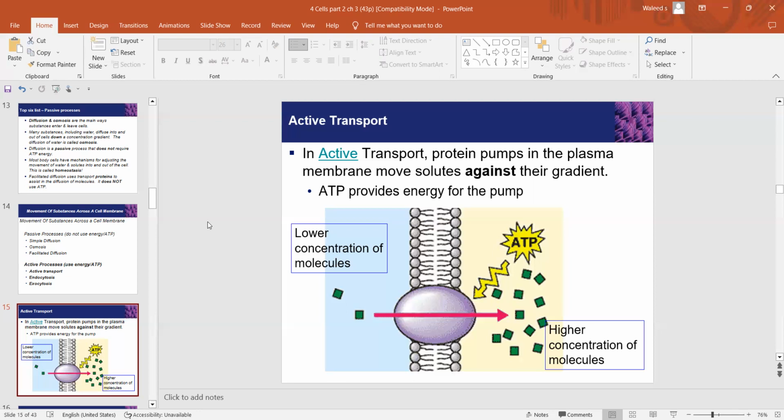Diffusion is passive. What does it mean? It doesn't need energy. Why? Because it is diffusion. You move down the concentration gradient from high to low. This is active. What does it mean? Using energy. Why do I need energy? Because you're moving against, from low to high.